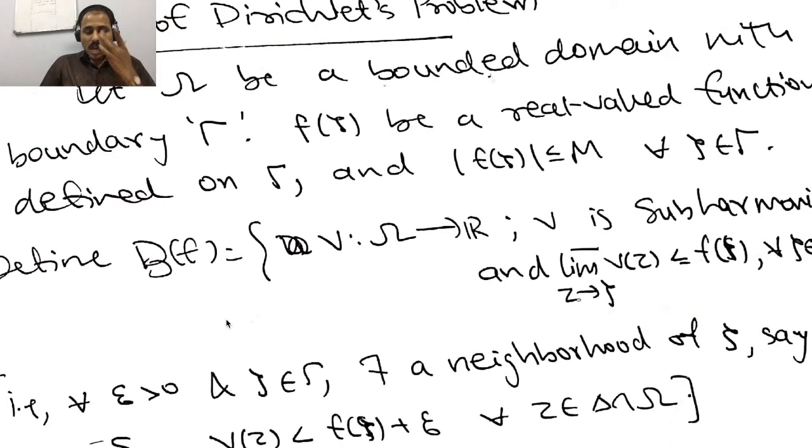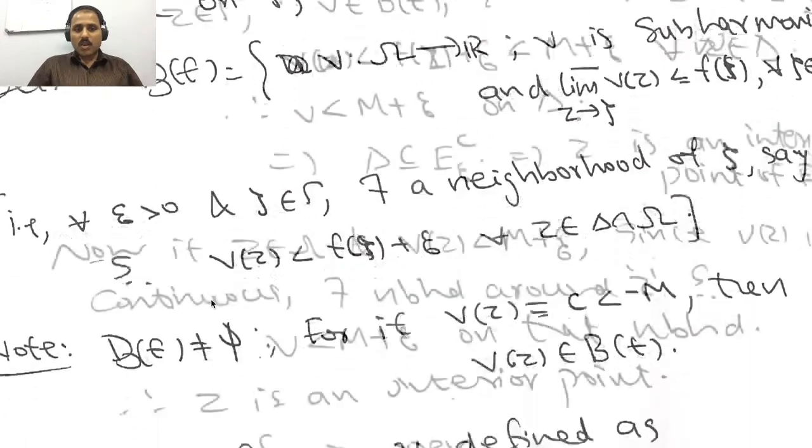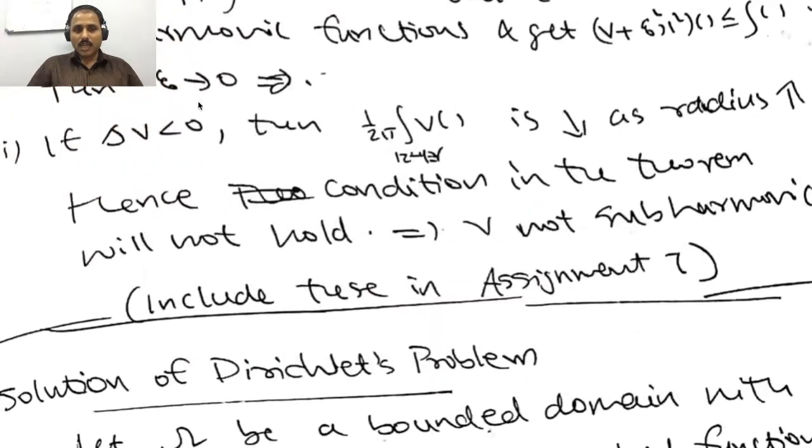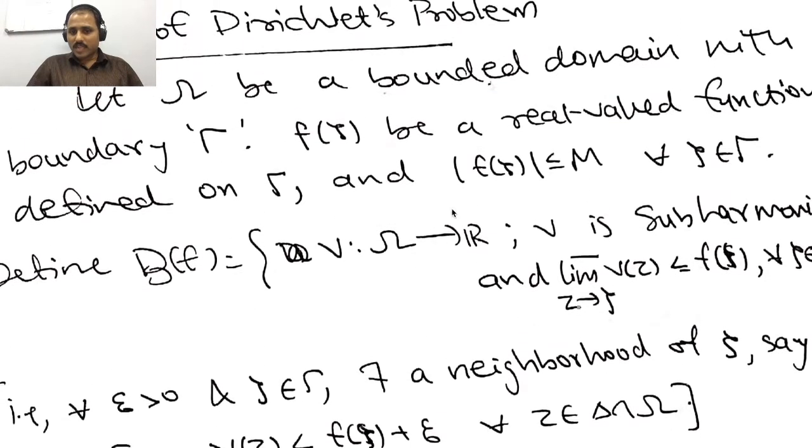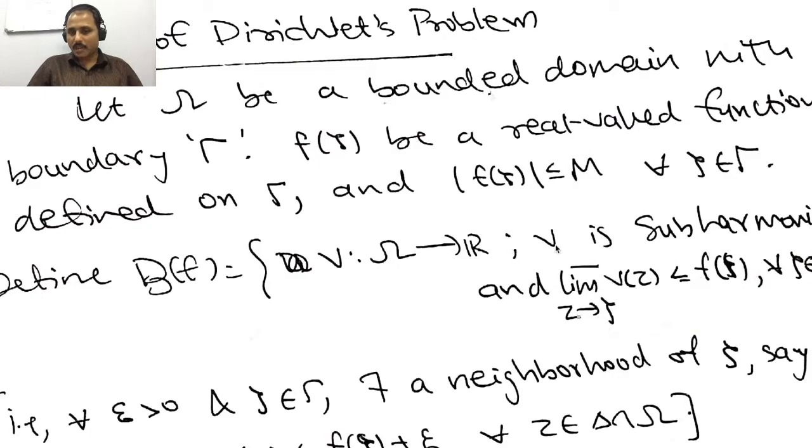Now we come to the major problem, the solution of the Dirichlet problem. Given these preliminaries, we discuss the solution of the Dirichlet problem. Let omega be a bounded domain with a boundary gamma, f of theta be a real valued function defined on gamma, and the modulus of f theta is less than or equal to M on the boundary. Now consider this collection of functions B of f, corresponding to f, which are all subharmonic functions in omega such that this limit is bounded by f of theta.